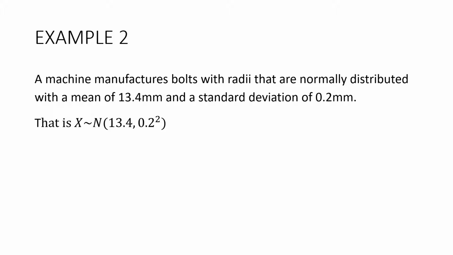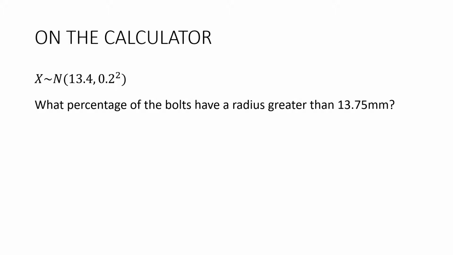Here's another example. A machine manufactures bolts with radii that are normally distributed with a mean of 13.4 millimeters and a standard deviation of 0.2 millimeters. And this is what we write. X is normally distributed, mean 13.4, standard deviation of 0.2 or variance of 0.2 squared. So that's the standard deviation squared. You'll find it's quite often written like this as a squared value rather than 0.04. What percentage of the bolts have a radius greater than 13.75 millimeters?